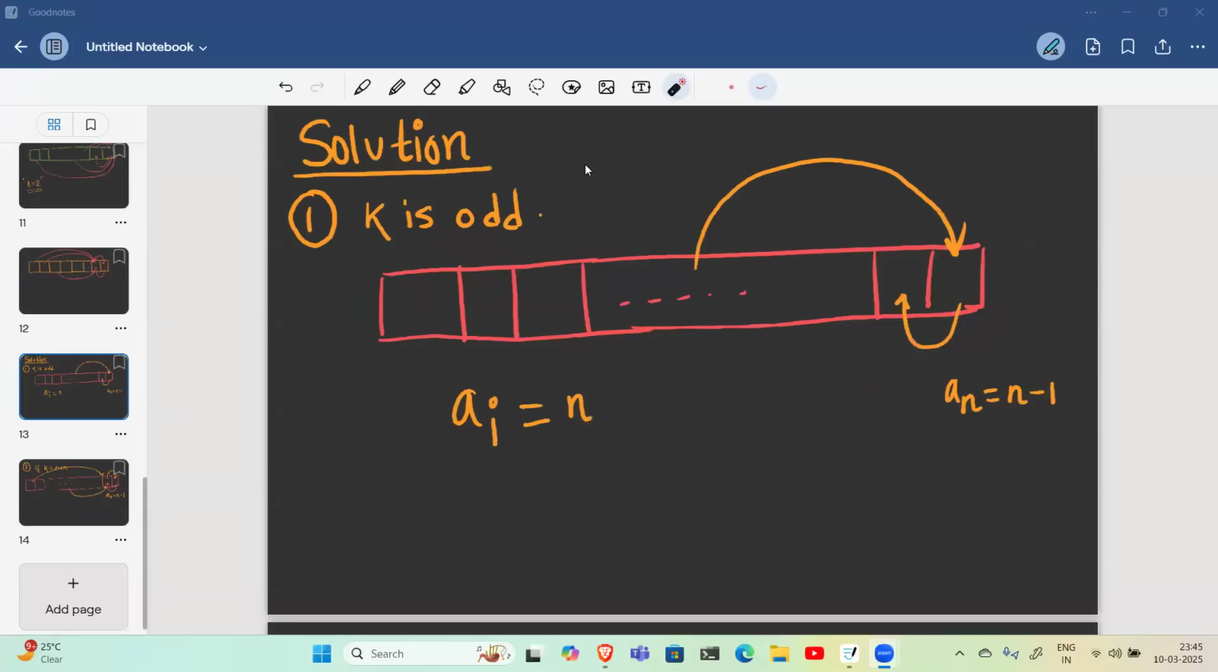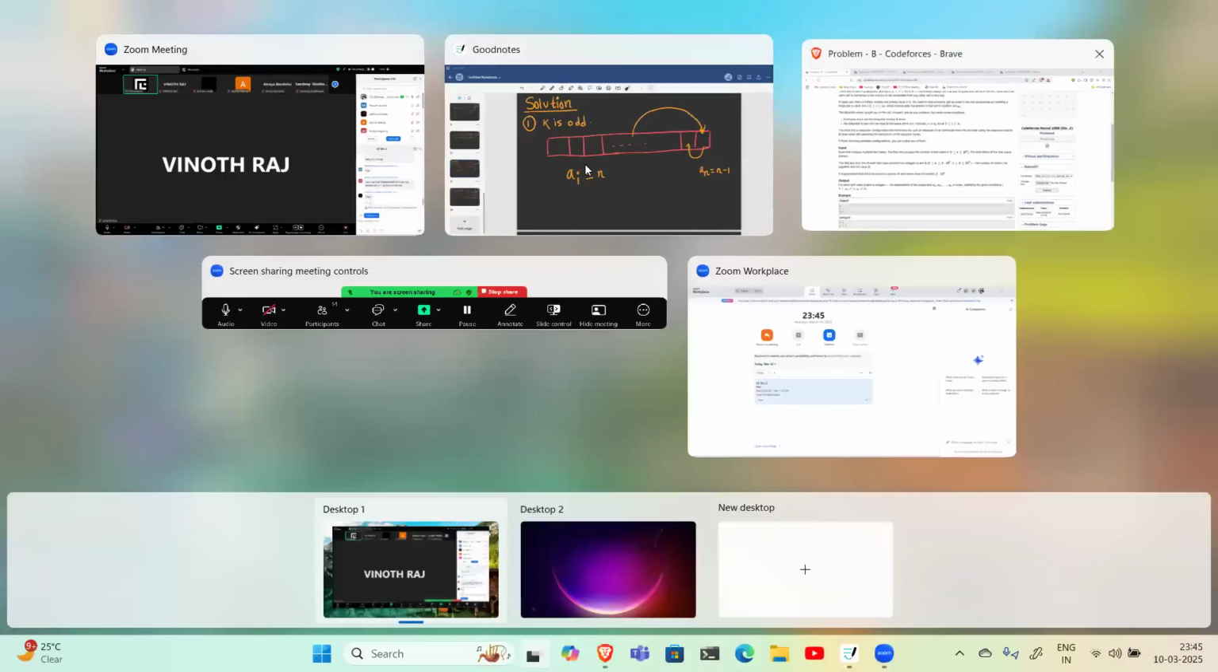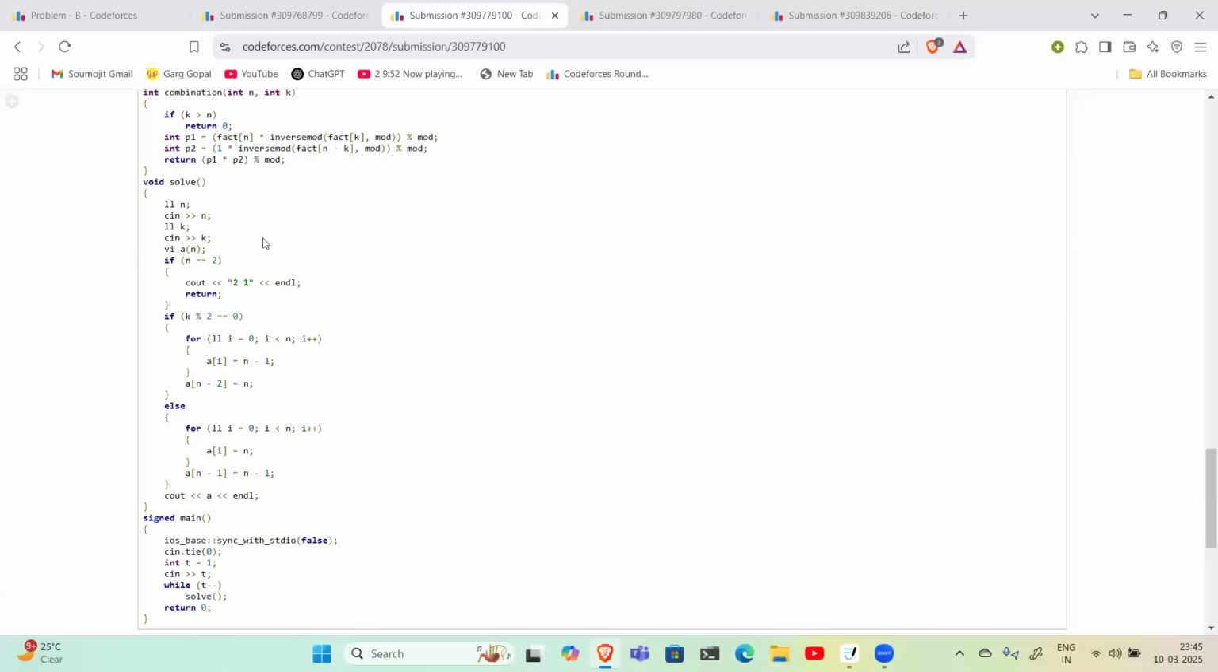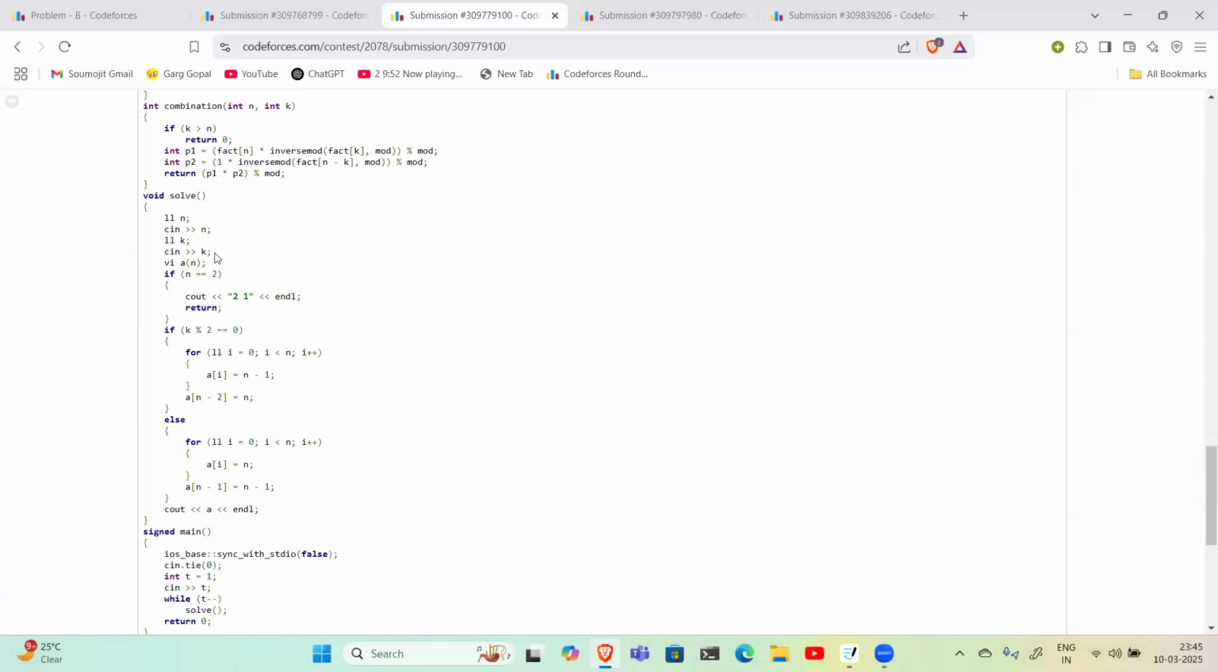If it is clear, then okay, great. Let me quickly show the code. Here is the code. I take n and k as input. If n is 2, I handle it separately, because that is an edge case. There are only two cells, and 2 1 is the only configuration, because you need to ensure that a_i is not equal to i. So at the first position, you can't keep a 1, you have to keep a 2 there, and in the second position, you have to keep a 1. This is just a simple edge case.